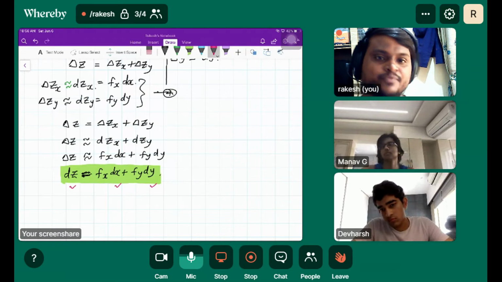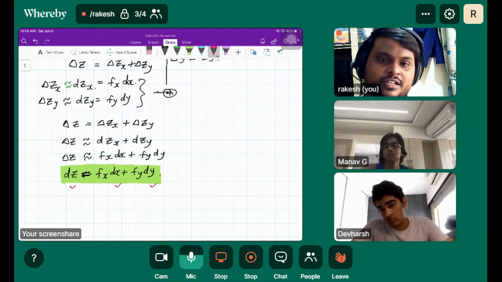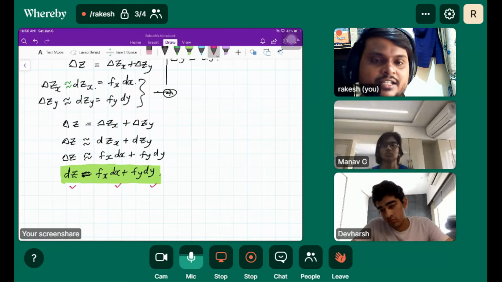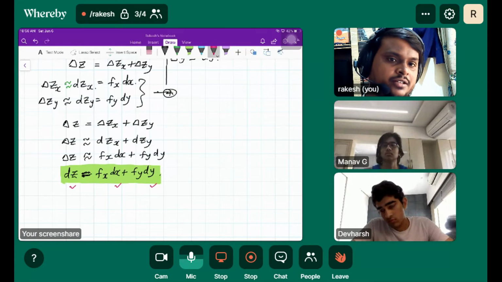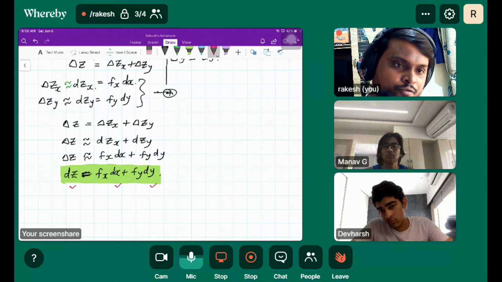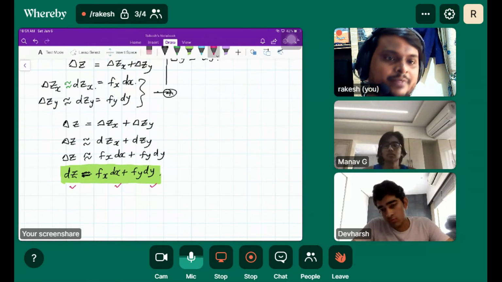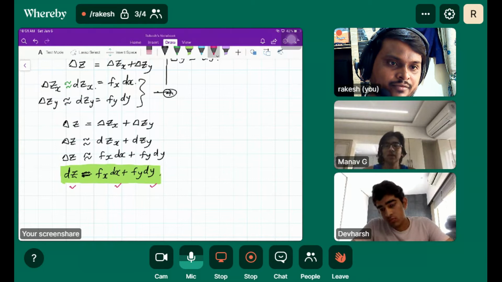If someone asks, sir, why don't we make the bridge super strong, so we don't have to worry about what load is going to be on this? But that will be costlier. We have to put a lot of money into that.